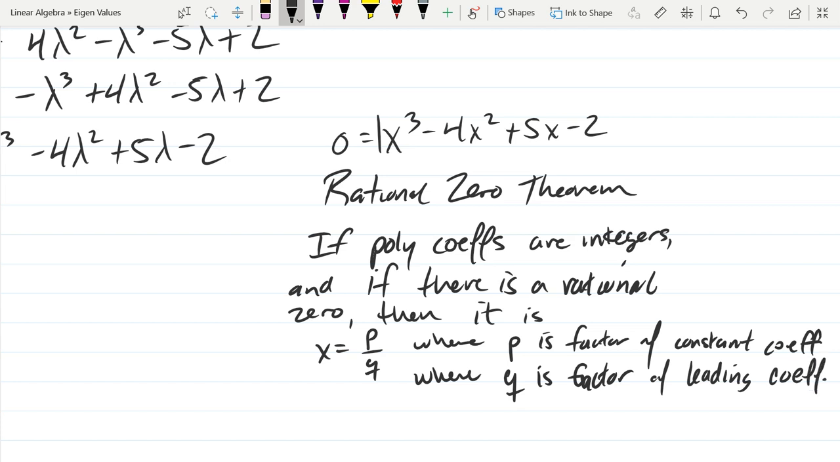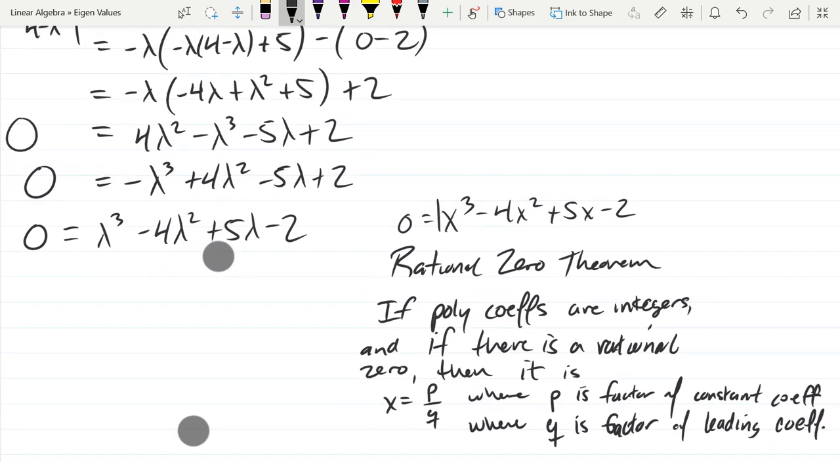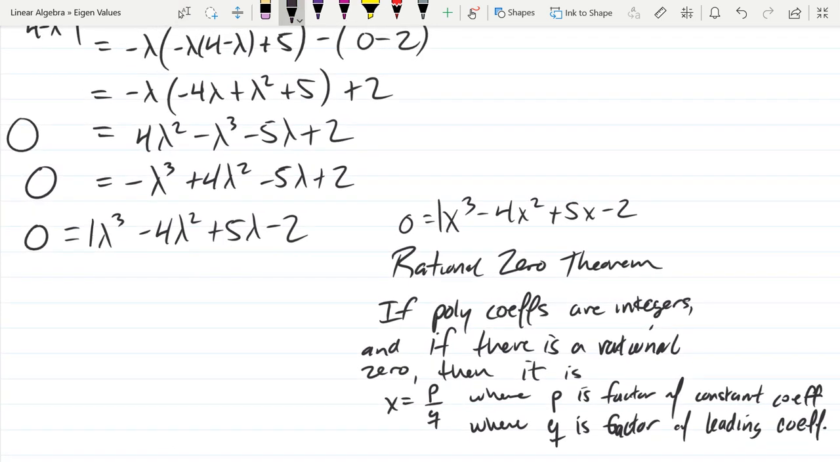All right, I'm going to do all this with lambdas instead of x's. I just wrote down x's, so it would be less scary. But a lambda is just a letter. Well, it's a letter from the Greek alphabet, but that's just as good as our alphabet. All right, our leading coefficient's 1, constant coefficient is 2, so potential rational zeros are going to be plus or minus factors of 2 divided by factors of 1.